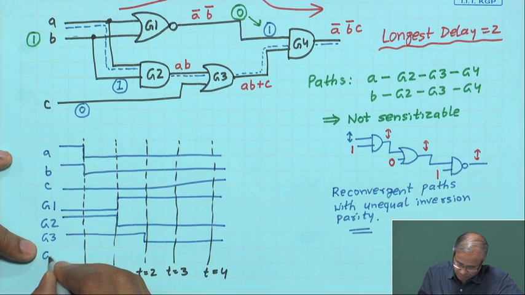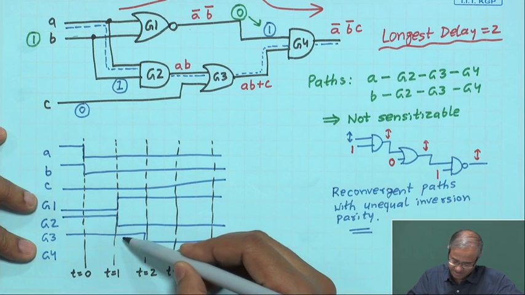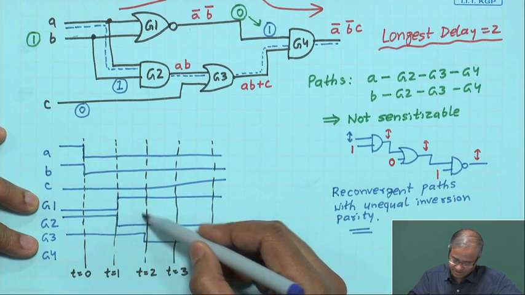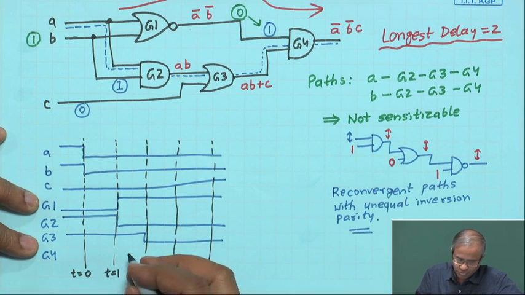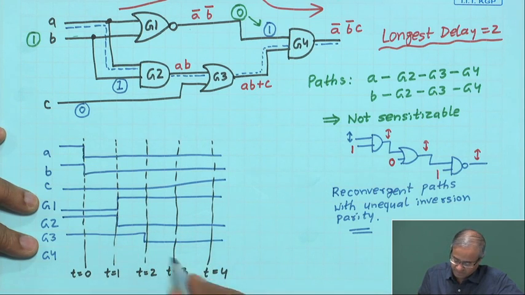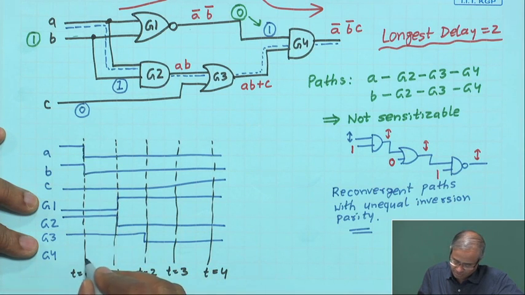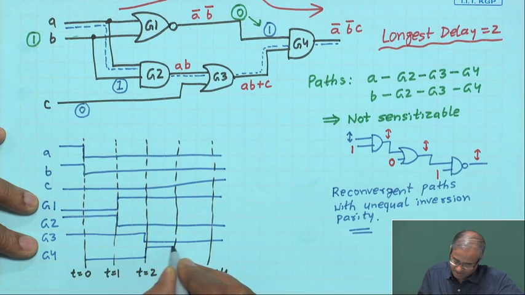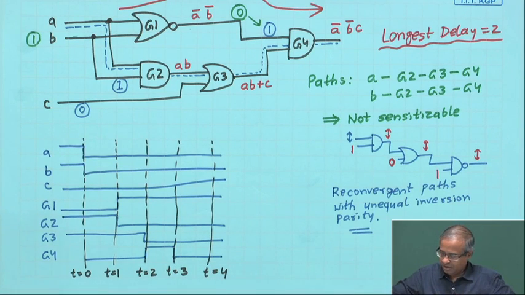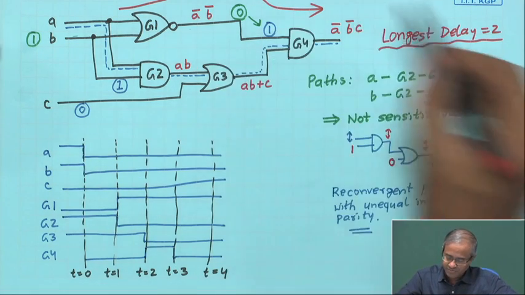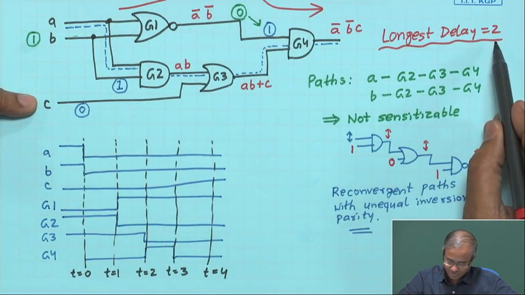And finally, G4, what will happen? G4 is the AND of G1 and G3, G1 and G3. So, you see it will be 1 during this region, but with a delay of 1. So, both are getting 1 here. So, after delay of 1 this will come here. So, it will come here, it will remain till here. So, you see here. So, our false path detection algorithm tells us that this is a false path, therefore, this is a true critical path, the longest delay is 2.